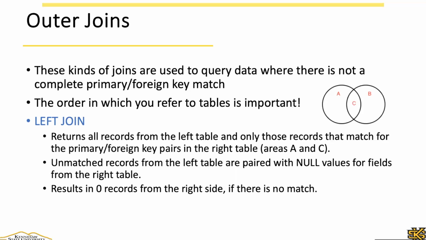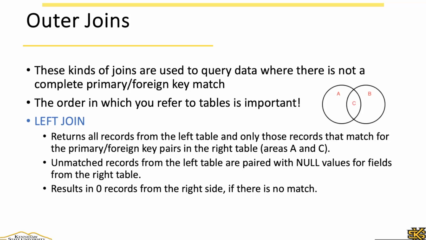The first one, left join. A left join returns all records from the left table, which is table A, along with the matching records from the right table, table B. If a record in the left table does not have any matching record in the right table, the result will still include the record from the left table, but the fields from the right table will contain null values. Essentially, the result will include area A, which is the records only in the left table, and area C, the matching records from both tables.